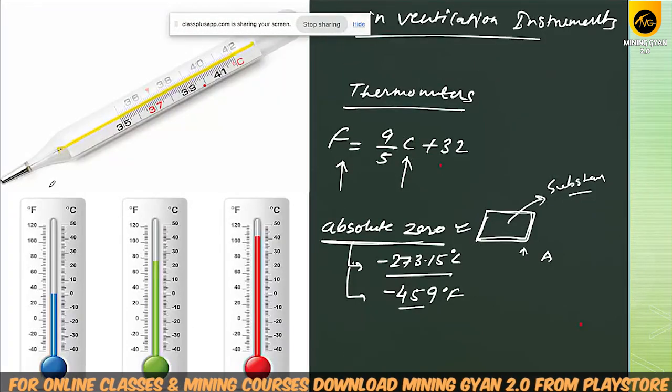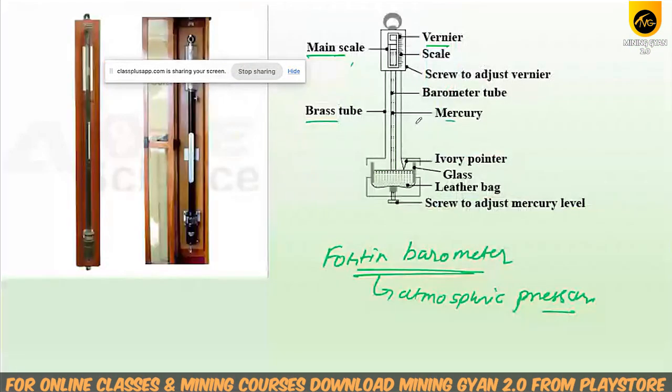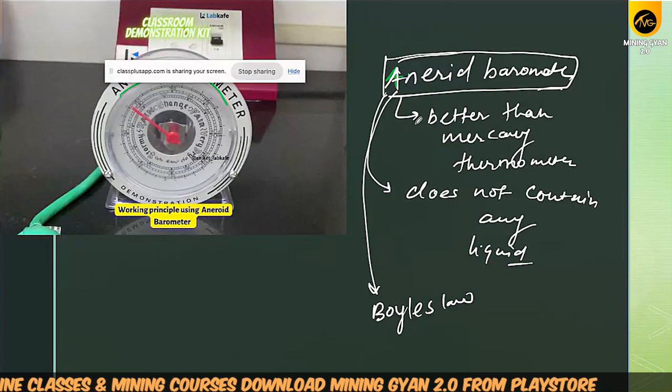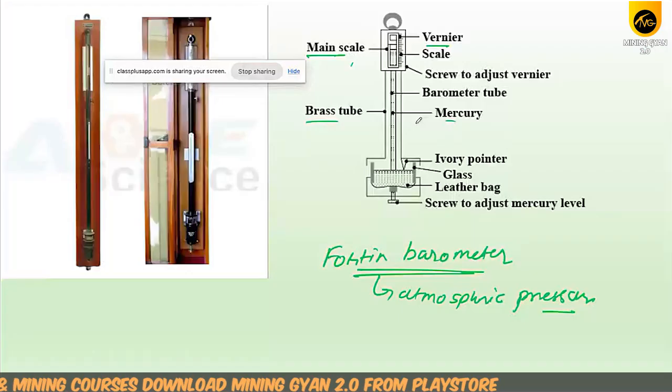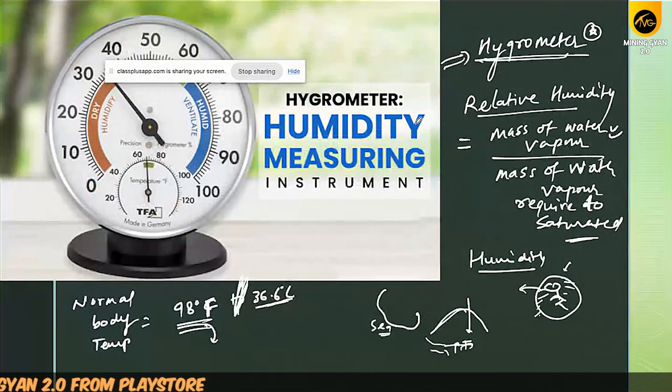Then we have seen various apparatus and instruments, that is thermometer, Fahrenheit. Then we have seen the barometer, the mercury barometer and the Aneroid barometer. I told you the Aneroid barometer does not contain any liquid, unlike the mercury one. It works on Boyle's law. Then we have seen the hygrometer and relative humidity. We have talked about what relative humidity is: the mass of the water vapor divided by the mass of the water vapor required to saturate it.